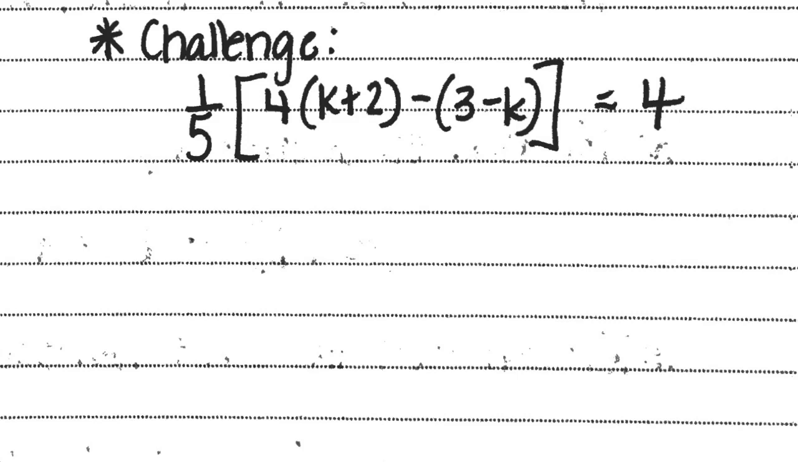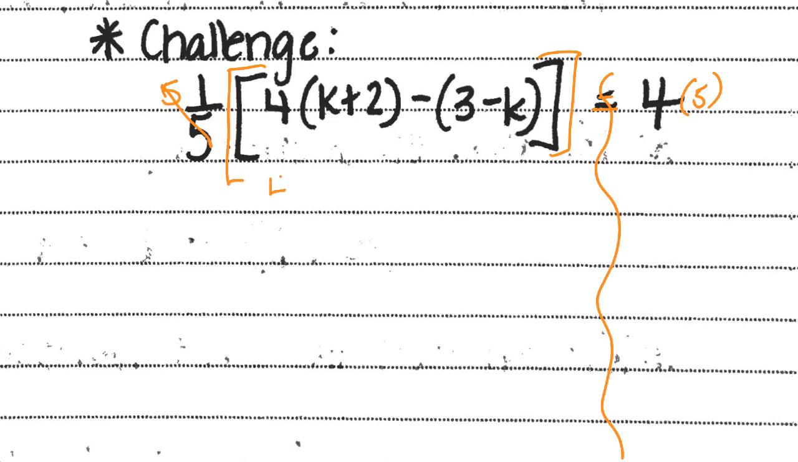Right, I wanted to do this challenge problem. This is from chapter 3, section 3, and I just wanted to kind of go over it. Notice this is the equal sign, so we need to do everything over the equal sign. 1/5 times all of this, so I would probably multiply through by 5. What I do to one side, I do to the other.